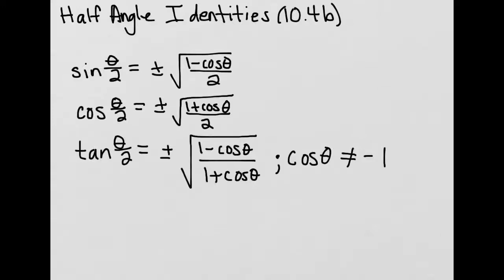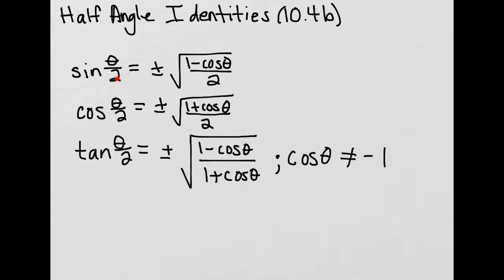We're going to talk about half-angle identities. Now, these are useful because they can help us find the exact value of sine, cosine, or tangent of an angle that may not be on the unit circle. If we have cosine theta, sine theta, tangent theta, and those are like 45 degrees, 30 degrees, 60 degrees, or anything on the unit circle, we can just look on the unit circle and figure out what those coordinates are.